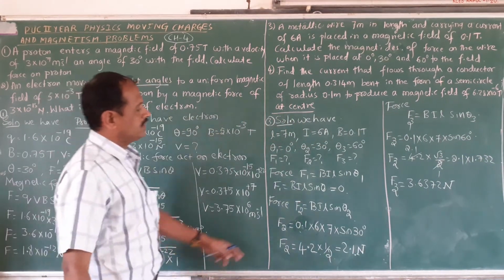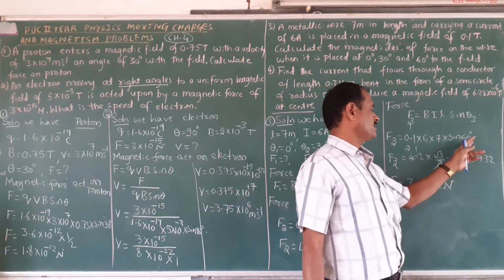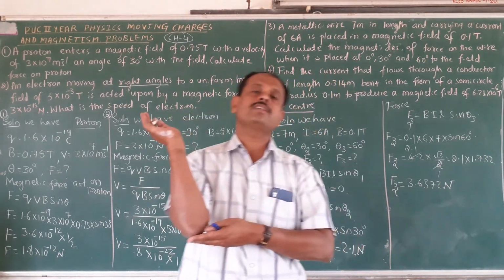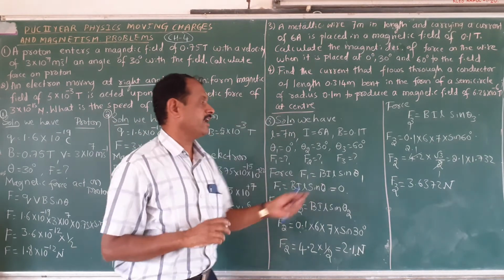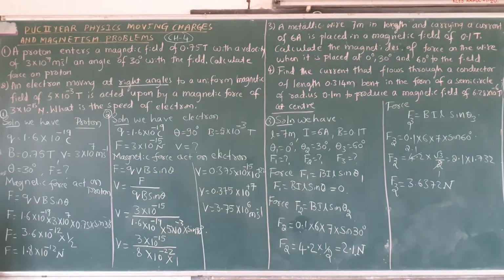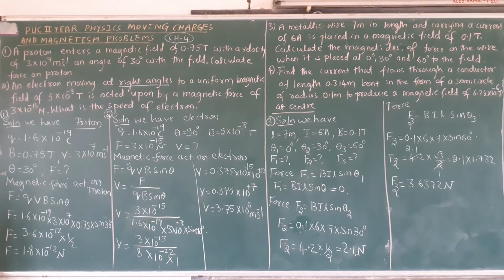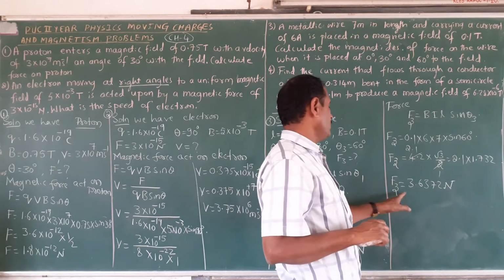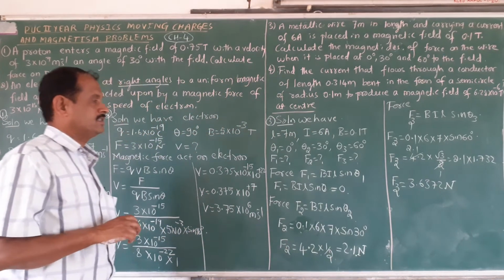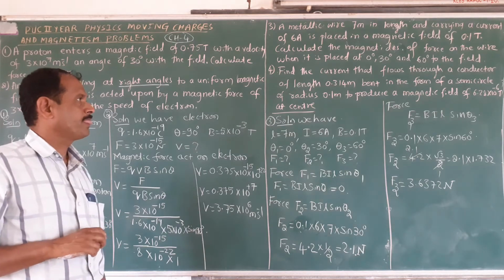Now see here, theta is 0, theta is 30 degrees, theta is 60 degrees. It means as we go on increasing the angle, what happens? The force also goes on increasing. F3 is equal to 3.6372.